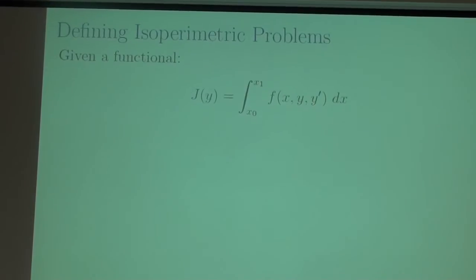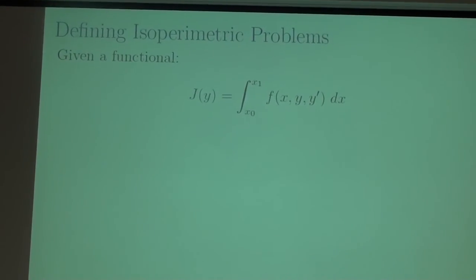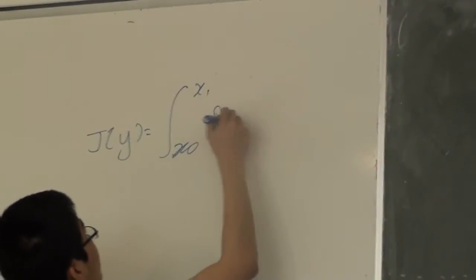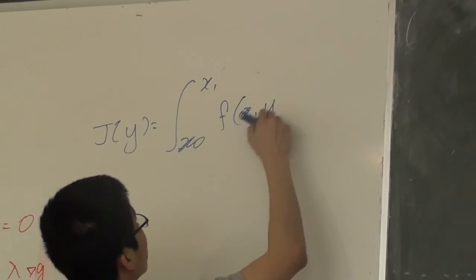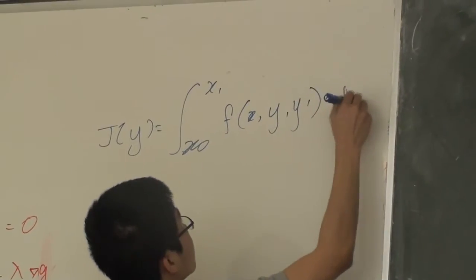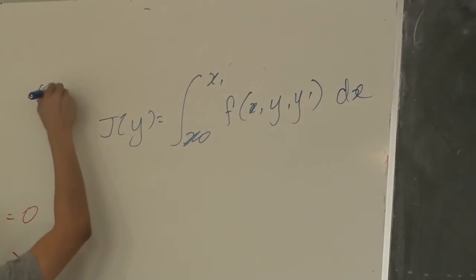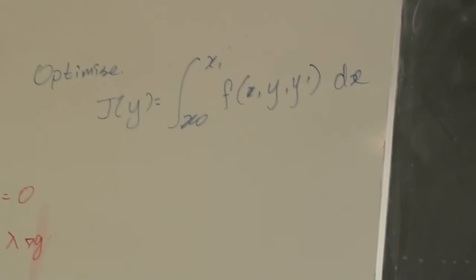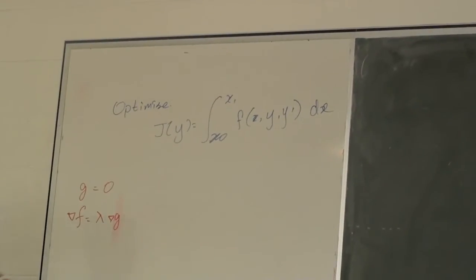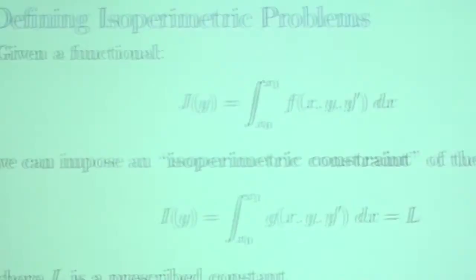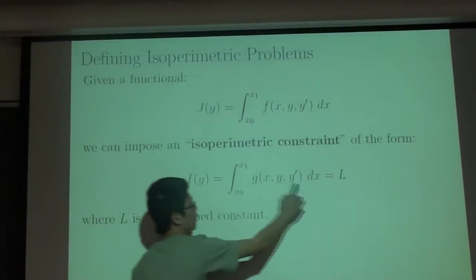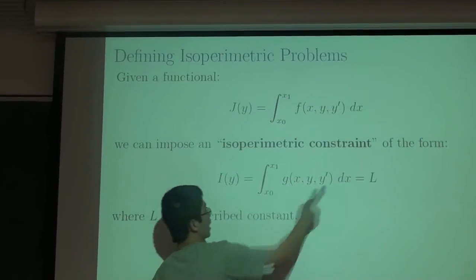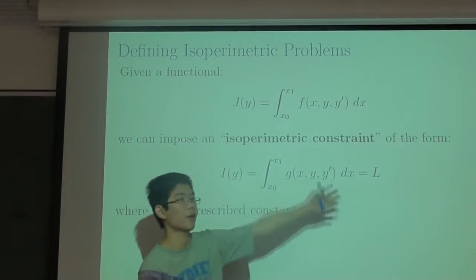So given a function of this form, J of y equals the integral from x0 to x1 of some function f(x, y, y') dx. We know how to optimize this. Last week from Kevin, we simply used the Euler-Lagrange equation on this and found an extremal for that. Now once we have this, we can put what we call an isoperimetric constraint. This constraint is in the form of a functional or integral, and that integral must evaluate to L.